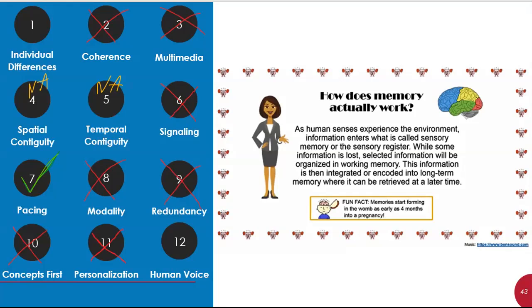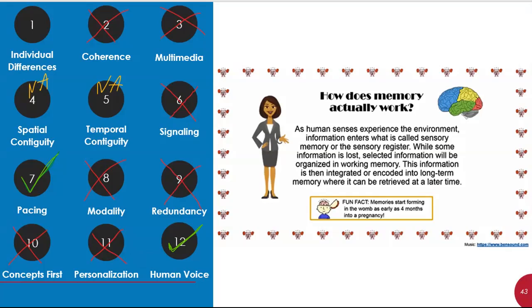Finally, we have the human voice principle that says that a human voice should narrate rather than a machine voice. So this one was used correctly, right? It was actually my human voice that narrated this one. So that one was followed. Oh, there you go. This one was correct.